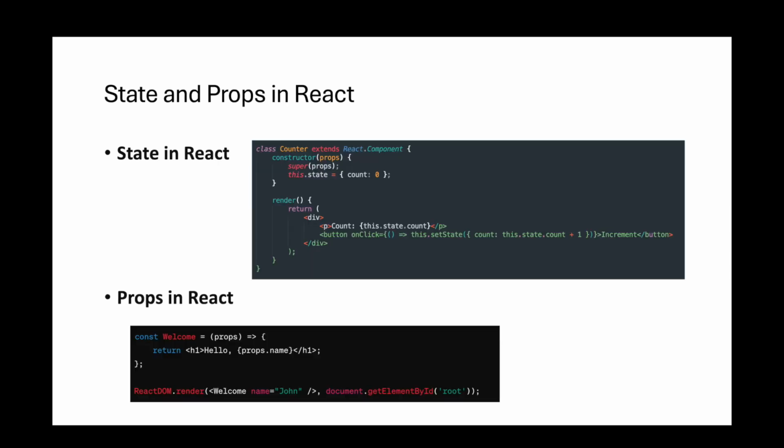State and props in React. State in React. State is a built-in feature in React that represents the mutable data of a component. It allows components to manage and update their own data over time. State is typically used for storing component-specific data that may change during the component's life cycle.